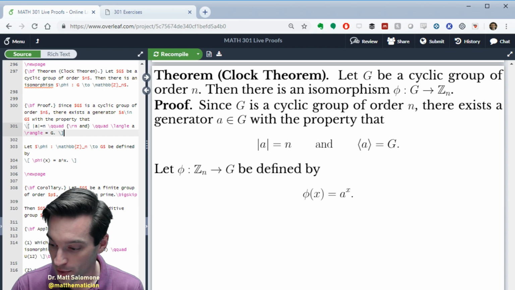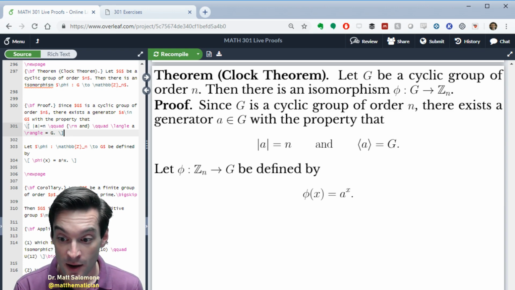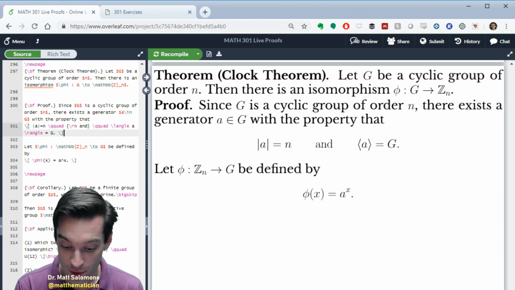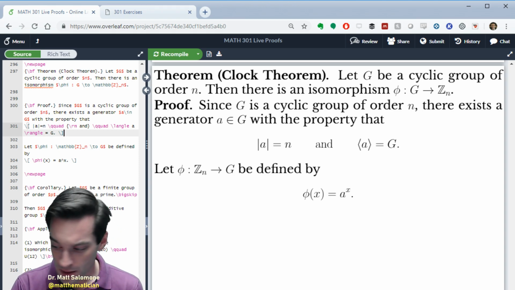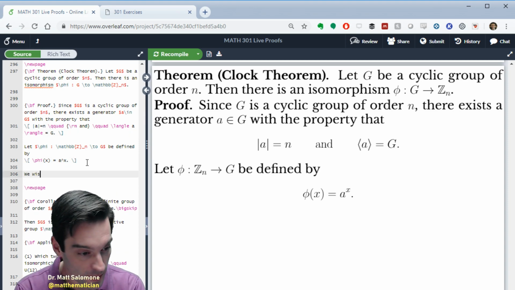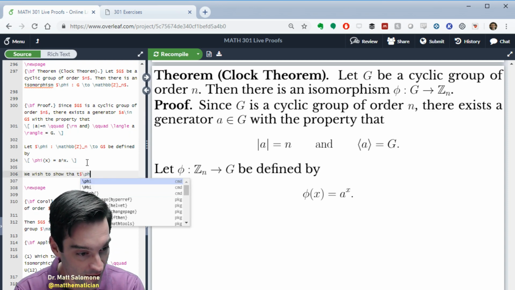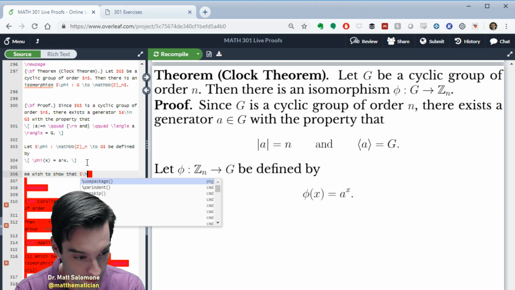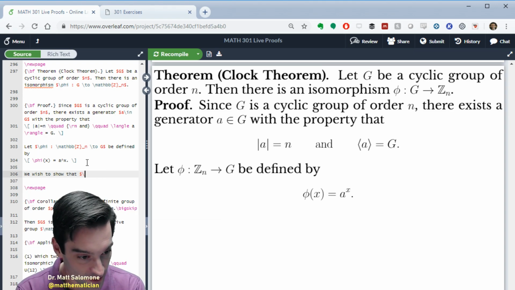So here's what that line of the proof now looks like. Since G is a cyclic group of order n, there's a generator A with the property that A has order n as an element of this group, and the cyclic subgroup generated by A accounts for all of the elements. Okay, so that now tells the reader where A comes from. It tells me the important things I need to know about the element A. And now we've defined our phi. Let's state our burden of proof. We wish to show that phi is an isomorphism.